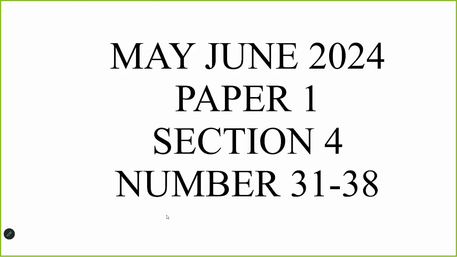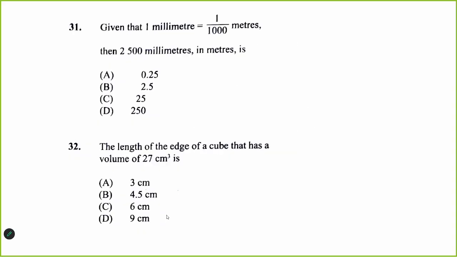Anyway, oh my God, May, June 2024. Paper 1, section 4, number 31 to 38. Given that 1 millimeter is 1 over 1,000 meters, then 2,500, you divide this by 1,000. 1, 2, 3, 2.5.